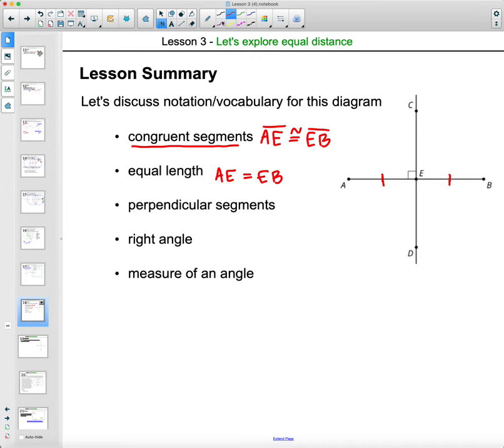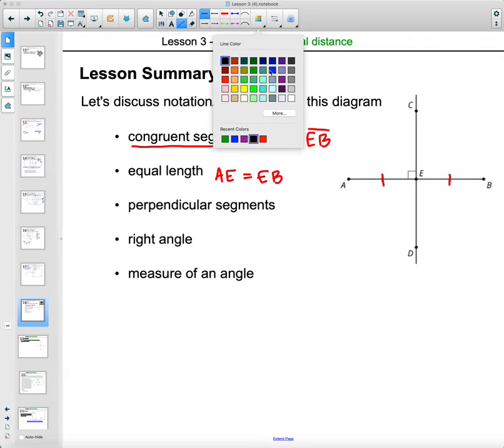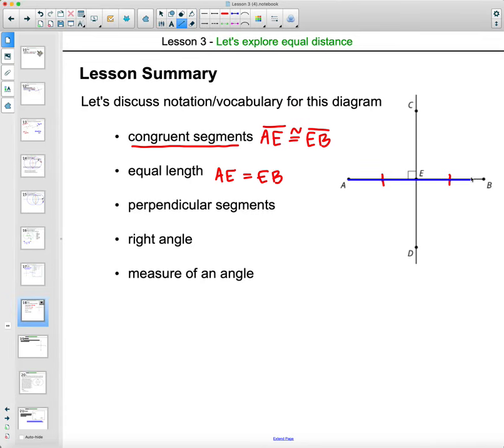Perpendicular segments here. So we've got AB getting bisected by CD, okay? And that's a perpendicular bisector. So perpendicular lines, remember, meet at 90-degree angles. So the way we would write this out is we would say segment CD is perpendicular to, so this symbol means perpendicular, to AB. So when you see this, you know that it means that there's a 90-degree angle there. A right angle, okay, just means that.